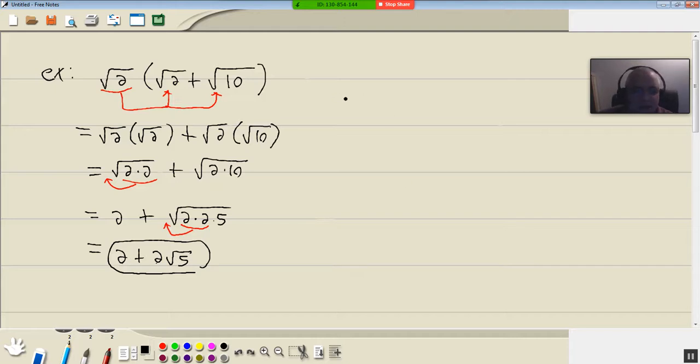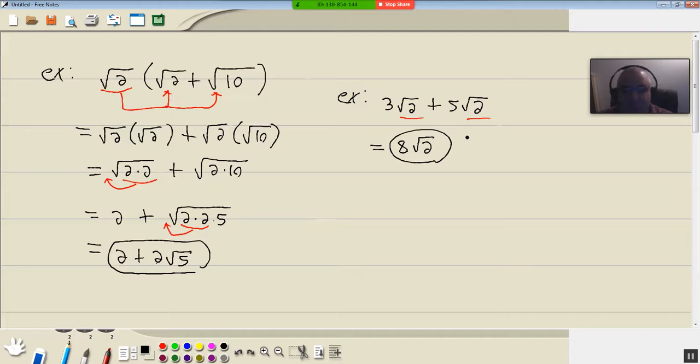Now where you can see that is if I multiply whatever together, and I end up with something like this. If the radicals are the same, see how these are both square root of 2's, then you can add or subtract the numbers in front of them. 3 plus 5 is 8. So that gives us 8 square root of 2. So that's when you can combine them together.